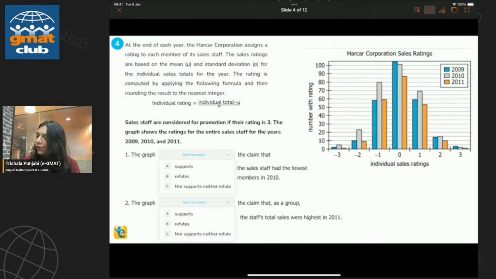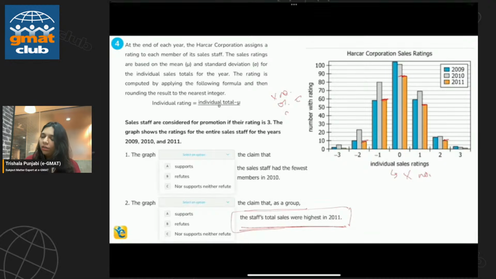No. So the x-axis is not telling us about the number of sales. The y-axis is not telling us about the number of sales. So how can we say that as a group the sales were highest in 2011? We can't say that, right? We just know how many people were making sales comparative to the median. But we can't tell that they are making more sales or less sales. So the answer to 2 is C.